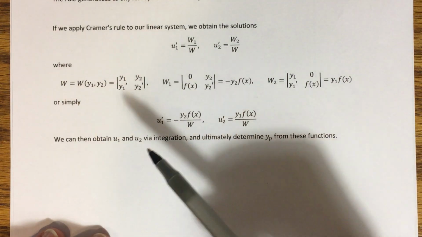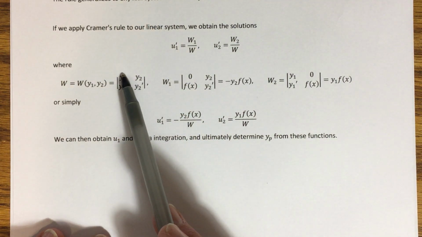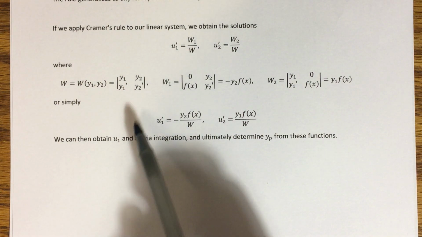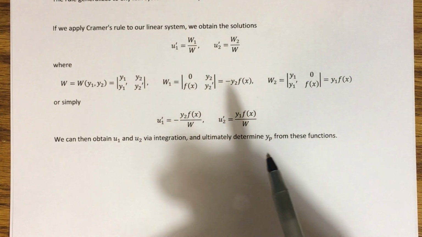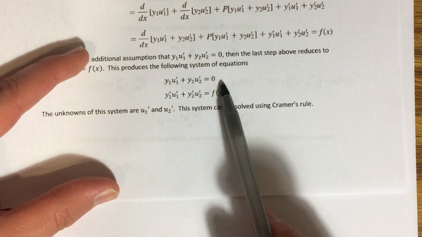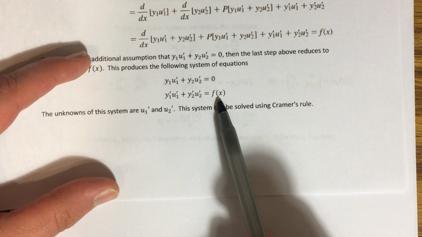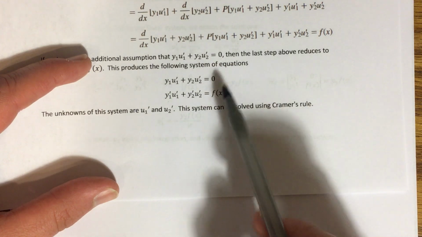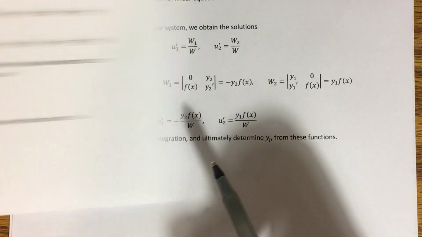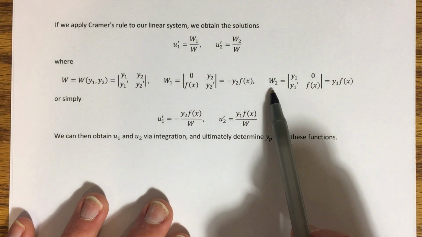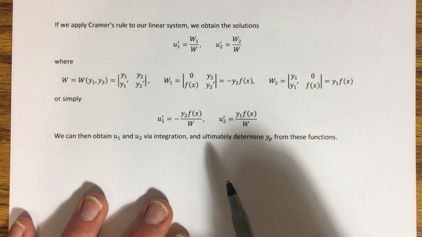Now, still using Cramer's rule, I'm supposed to be replacing one of these columns with the constants in my system of equations. Only we're not looking at constants anymore. One of these is a constant, 0, but the other one is an f of x. So we're replacing a column in that determinant W with a 0 and an f of x. In the case of W1, I replace the first column. In the case of W2, I replace that second column.